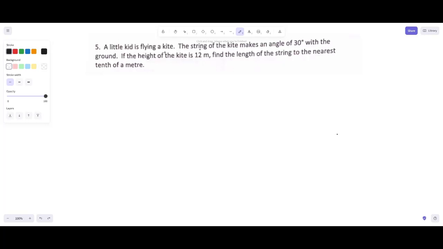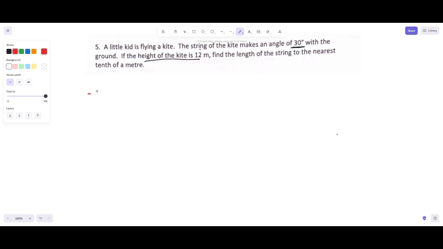A little kid is flying a kite. The string of the kite makes an angle of 30 degrees with the ground. If the height of the kite is 12 meters, find the length of the string to the nearest tenth of a meter. So here we're given a bit of information.